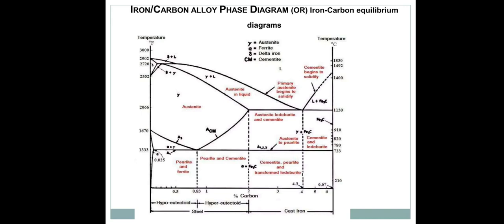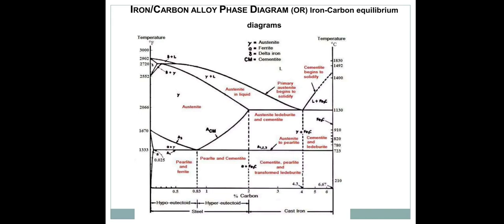For example, in this picture we can see the transformation of hypoeutectoid steel. Now consider a composition to the left of the eutectoid, between 0.022% and 0.8% carbon. This is termed hypoeutectoid, less than eutectoid steel. This figure illustrates the transformation of a 0.38% carbon hypoeutectoid steel with slow cooling.